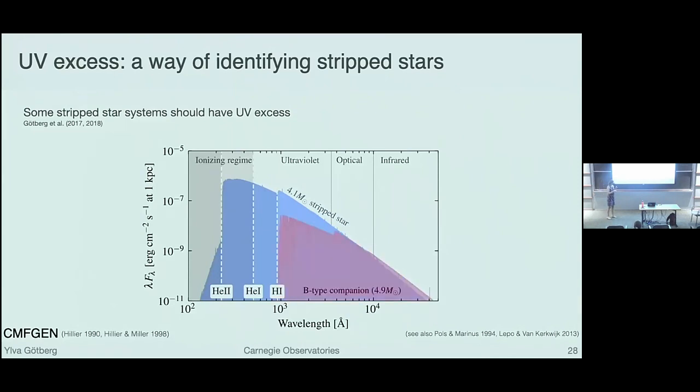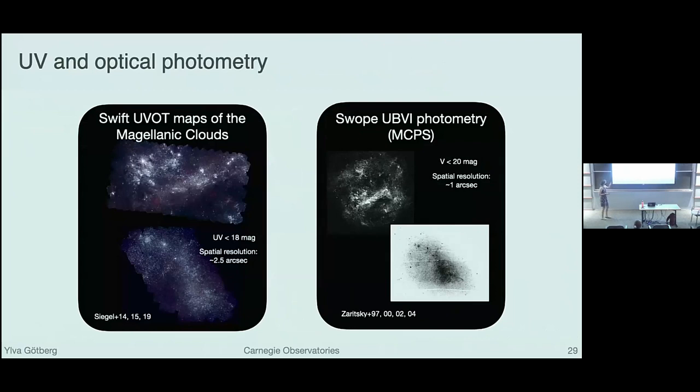So if you just look in the optical regime, it can be really hard to identify a stripped star. The color should be the same as the companion. But what you can do is compare it to the UV. So here is the first step, why UV is so important. If you measure the color and the luminosity of the star, you may be able to identify that it has UV excess. So we used photometry from the Swift satellite, the UV satellite.